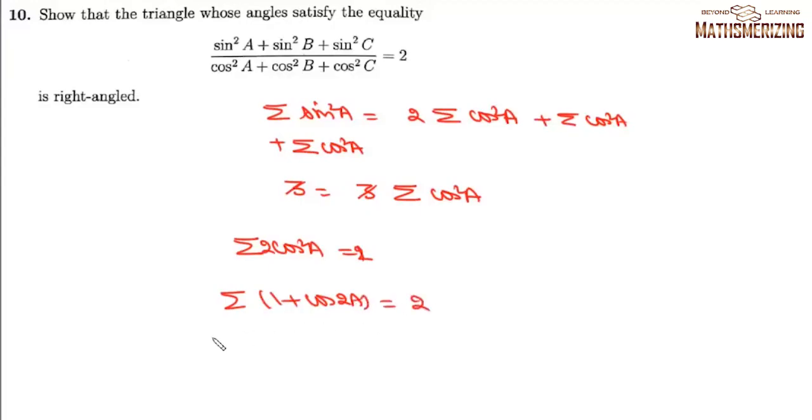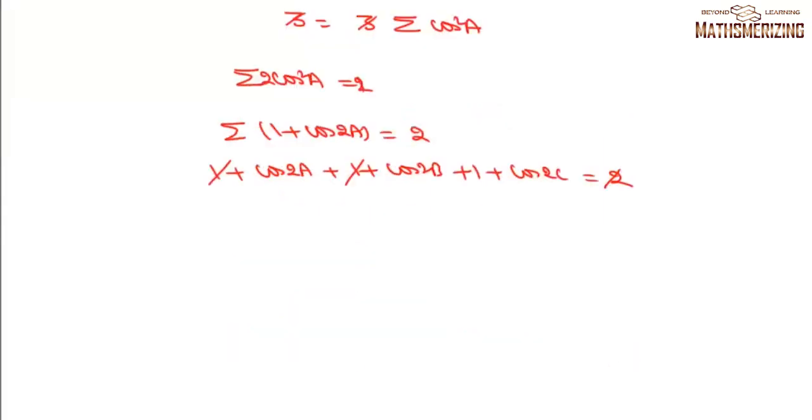Now summation 1 plus cos 2A is 1 plus cos 2A plus 1 plus cos 2B plus 1 plus cos 2C, it is equal to 2. Now this 2 and 2 will cancel. We can write this as cos 2A plus cos 2B plus 1 plus cos 2C, it is equal to 0.